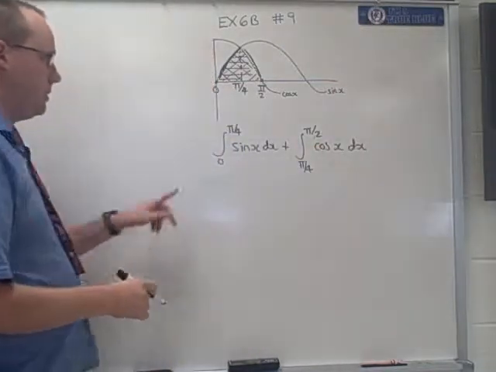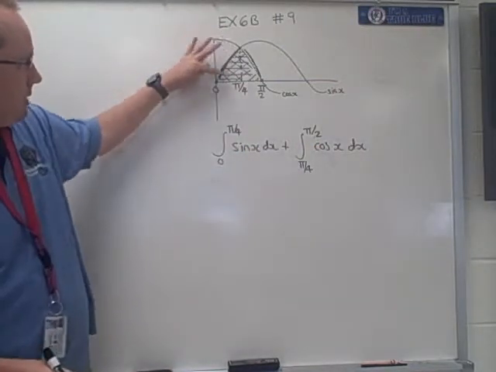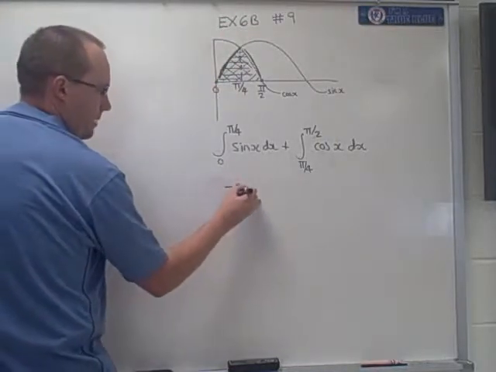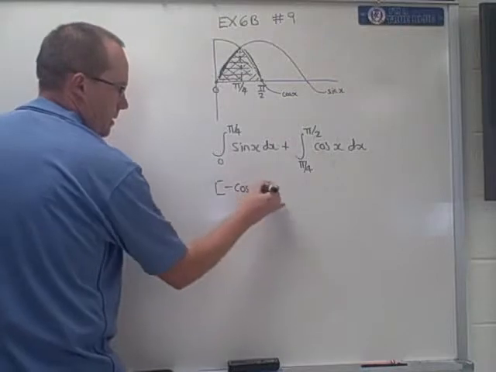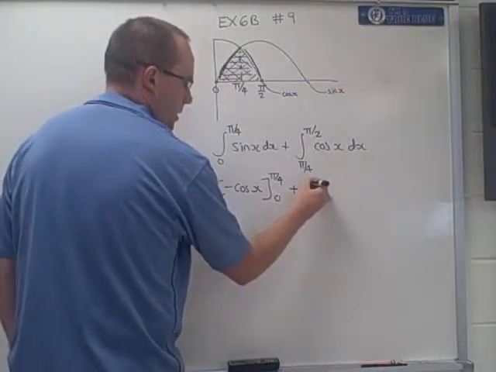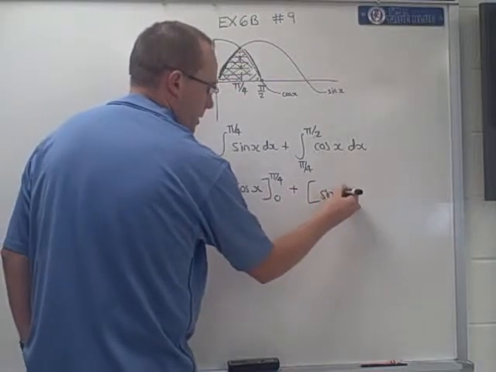What we could probably do is just double this first answer, because these certainly appear to be symmetric at this stage. So the integral of sine is negative cosine. And the integral of cosine is sine.